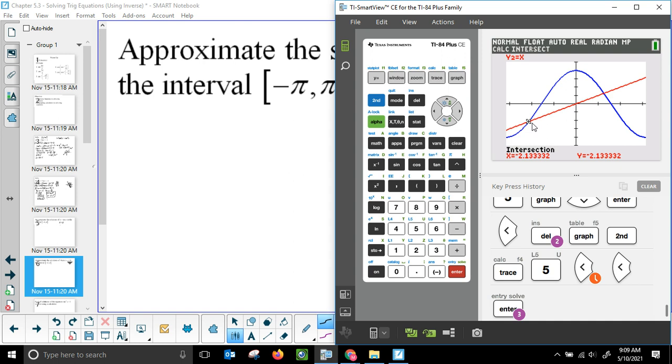Well, your window is just different than mine. Right. So go to your window. Right. And your x min should be negative pi. And your x max should be positive pi. And then your y min should be negative 5. And your y max should be positive 5.